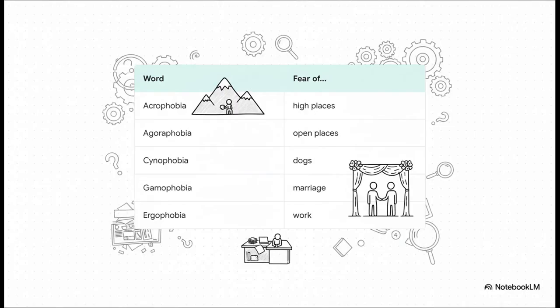So check this out. Here's the system in action. Once you learn that phobia means fear, you've basically unlocked a secret code. Acrophobia is the fear of heights. Gamophobia, fear of marriage. And ergophobia, which might just be the most relatable one of all, is the fear of work. When you see the pattern, you decode the language.